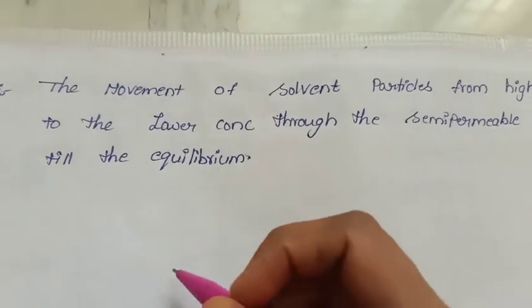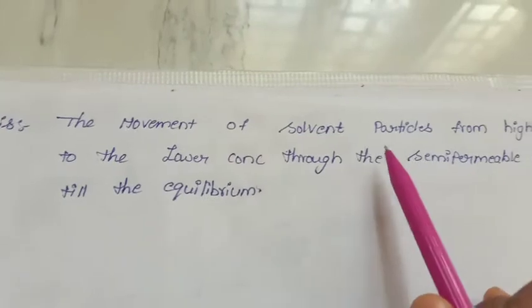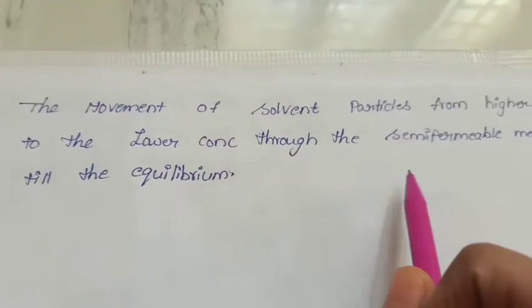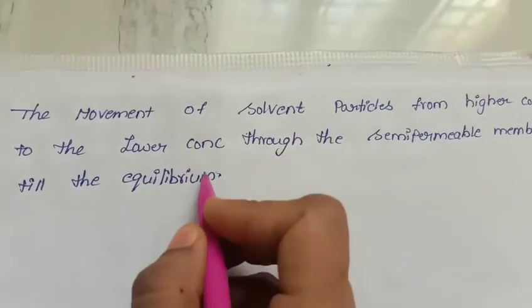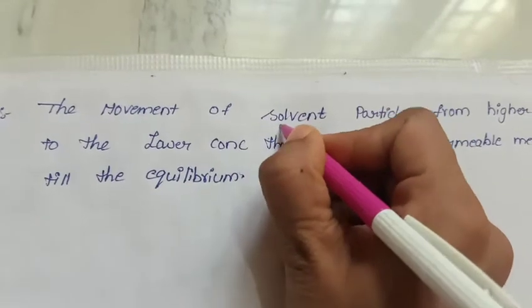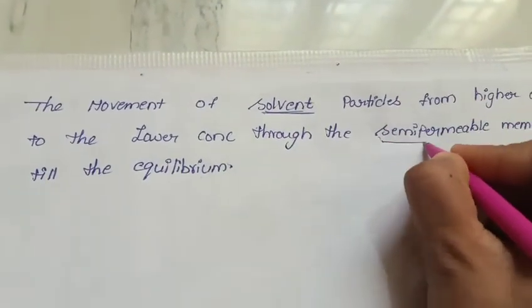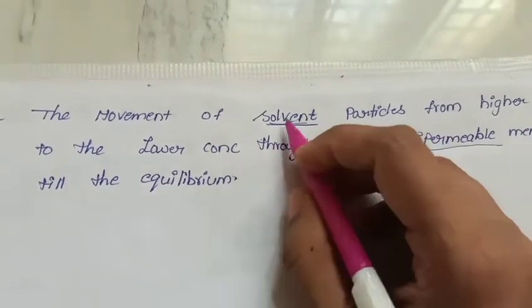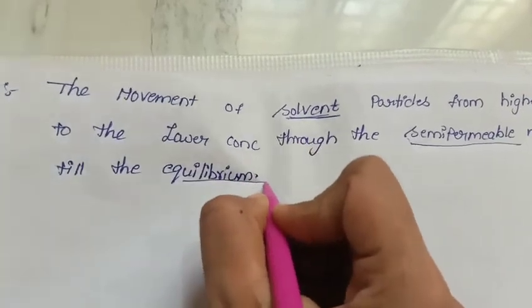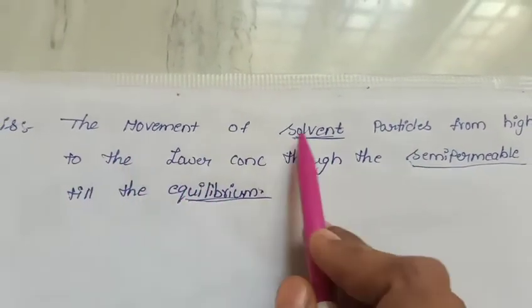In the previous class I explained the definition of osmosis. Now let us continue our class. Osmosis is the movement of solvent particles from higher concentration to lower concentration through a semi-permeable membrane till the equilibrium state. Here we discussed the solvent particles and the membrane, called a semi-permeable membrane, and osmosis takes place up to the equilibrium state.